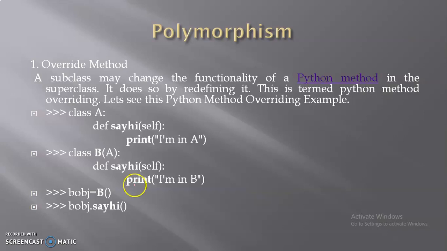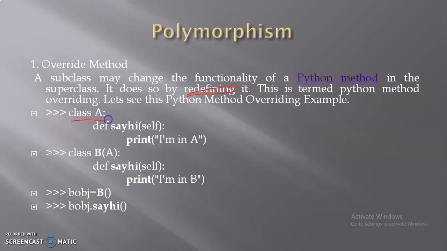We can also call this redefining the function. Redefining a function can also be called overriding the method. This overriding of a method is one of the ways to implement polymorphism. Say a simple example.